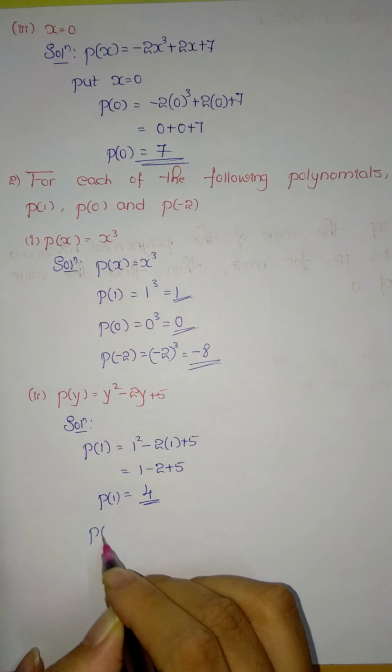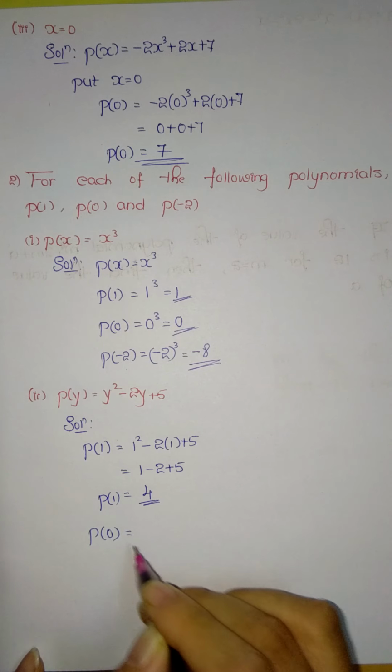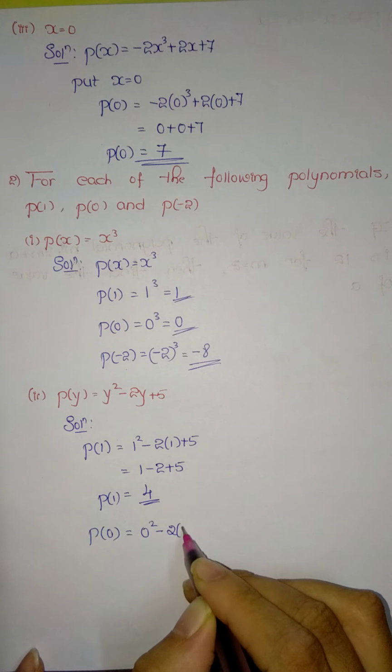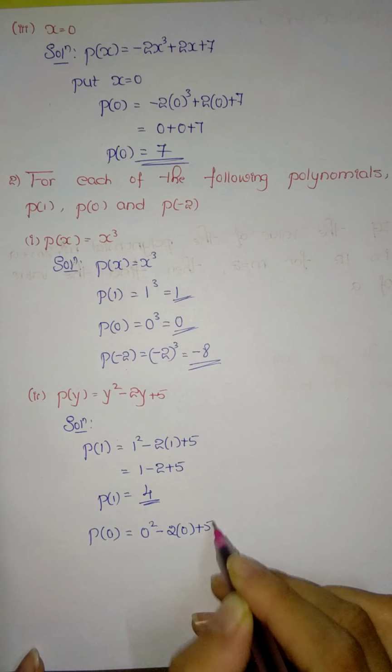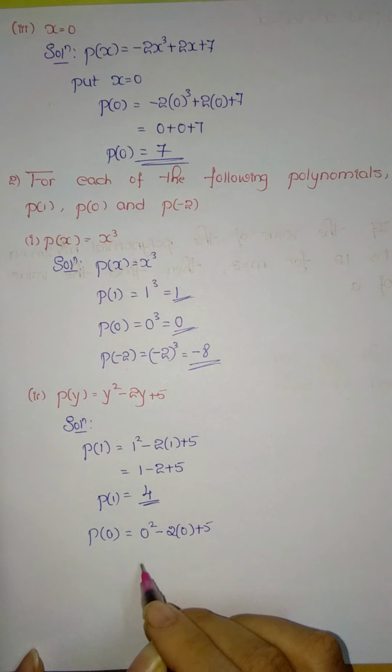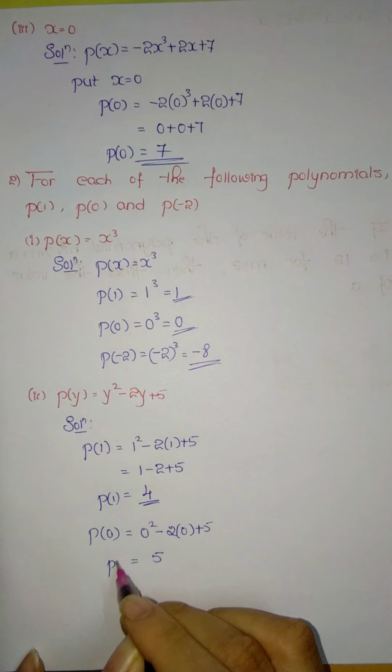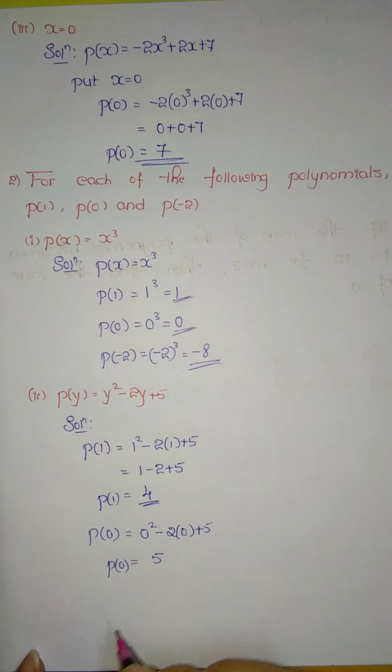Similarly, p of 0. So in the place of y, put 0. So 0 square minus 2 into 0 plus 5. So both the terms become 0 and the remaining is plus 5. So p of 0 equal to 5.